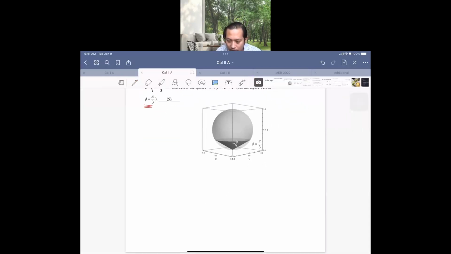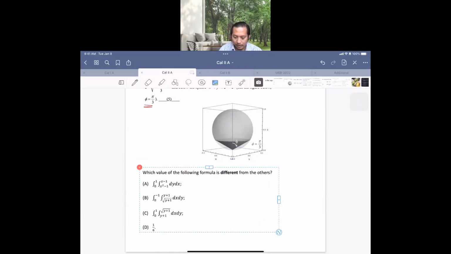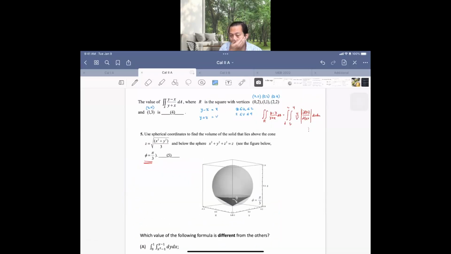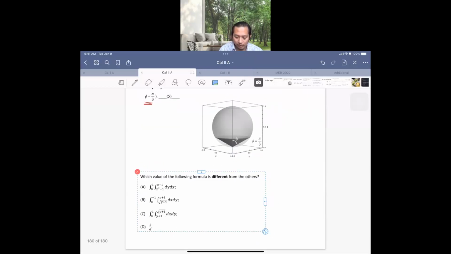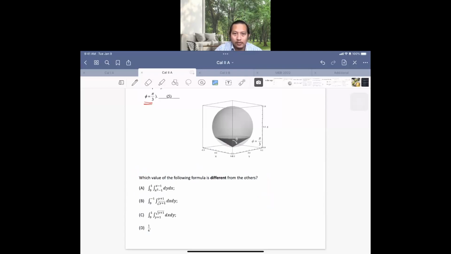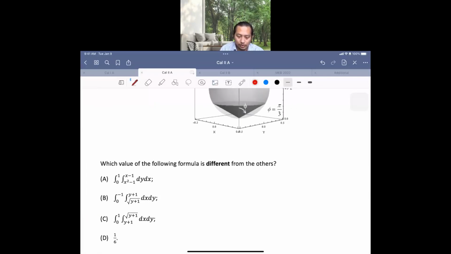Do I have any other questions? Maybe I give you another one. We're pending number 5; if you want, you can try it at home. Maybe this one: which value of the following formulas is different from the others? You need to try one by one. First, take out the inside integral for each case, and then you can take all the integrations.